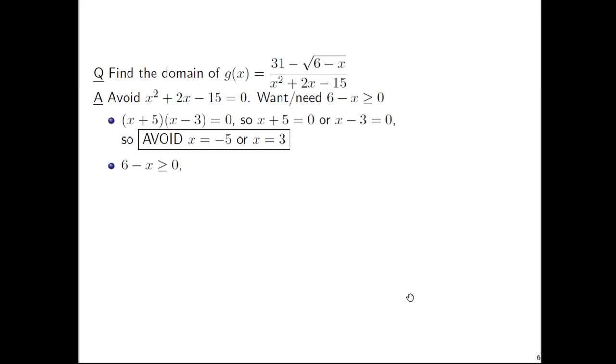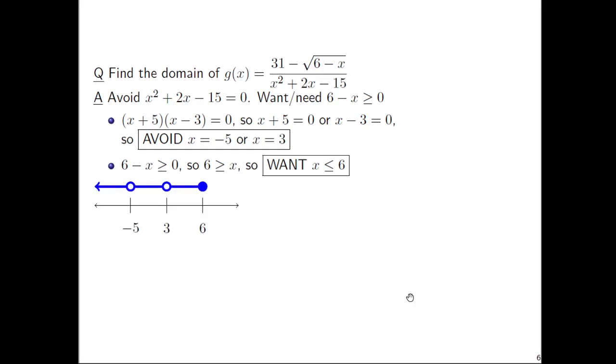Now let's take a look at what we want. Remember it was 6 minus x greater than or equal to 0. We can add x to both sides, and if we want, we can flip the direction of everything, just writing the x on the left, so x less than or equal to 6. So take a look at what we need to avoid. Take a look at what we want to have occur. So x must be less than or equal to 6.